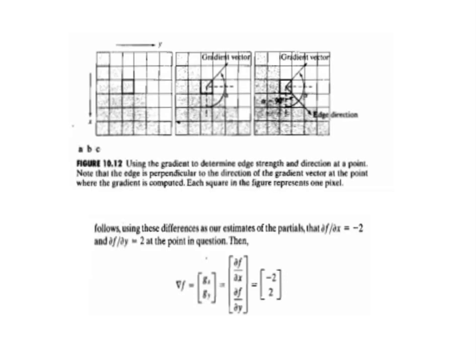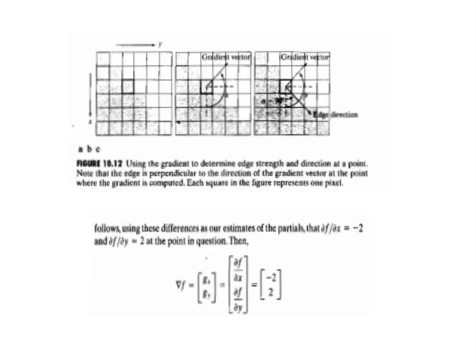The simplest digital approximations to the partial derivatives using masks of size 3 by 3 are given by g_x = del f by del x = (z7 + z8 + z9) minus (z1 + z2 + z3), and g_y = del f upon del y = (z3 + z6 + z9) minus (z1 + z4 + z7).